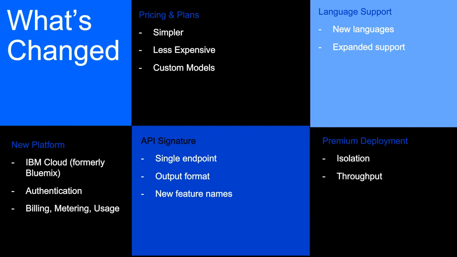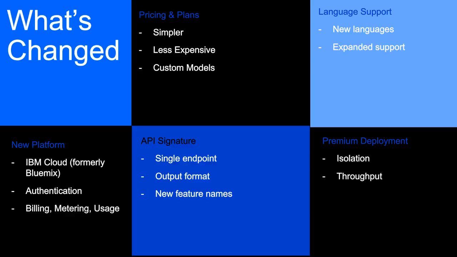So this chart really speaks to a summary of what's really changed between Alchemy and the newer products that we have today. So let's start in the bottom left with new platform. Alchemy was available as a hosted solution on a third-party platform. Now, the Watson services are all on IBM Cloud, and IBM Cloud was previously called Bluemix.